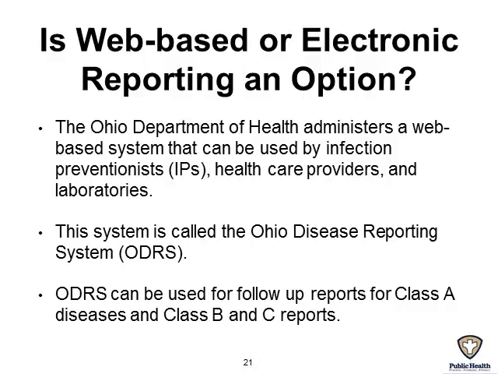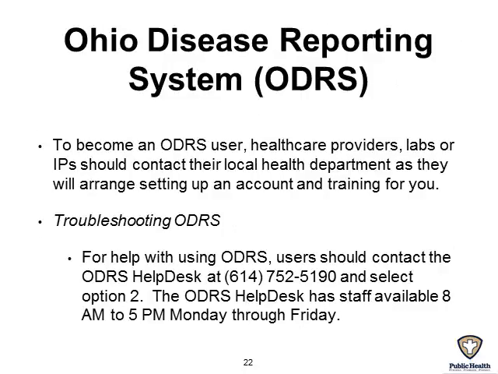Per the IDCM manual, if a provider is reporting more than 200 Class A, B, or C diseases a year, reporting via ODRS should be considered. ODRS can be used for follow-up reports for Class A diseases and Class B and C initial reports. To become an ODRS user, healthcare providers, labs, or IPs should contact their local health department as they will arrange setting up an account and training for you. Some information is provided here for troubleshooting ODRS.